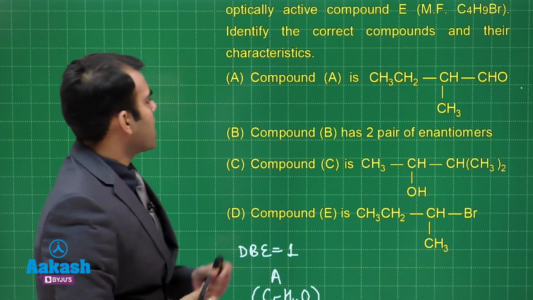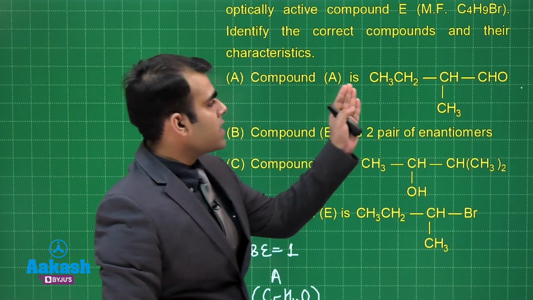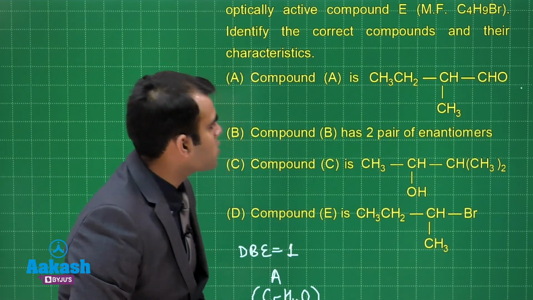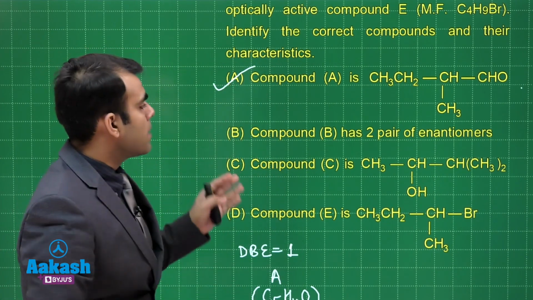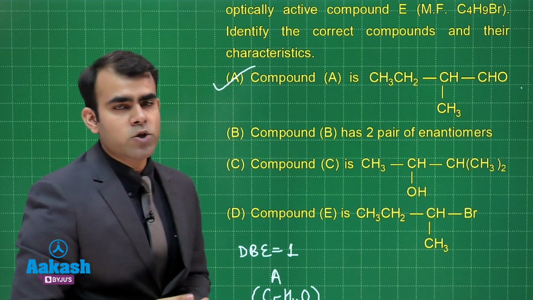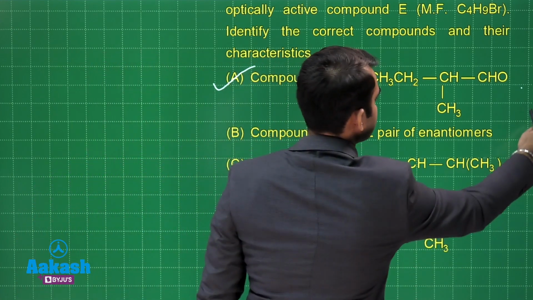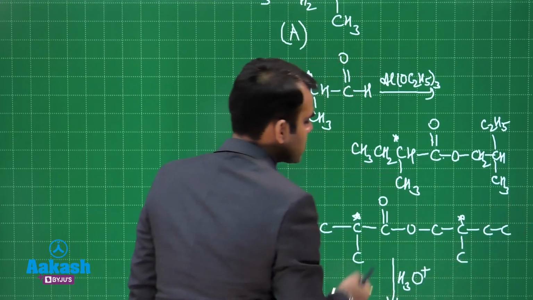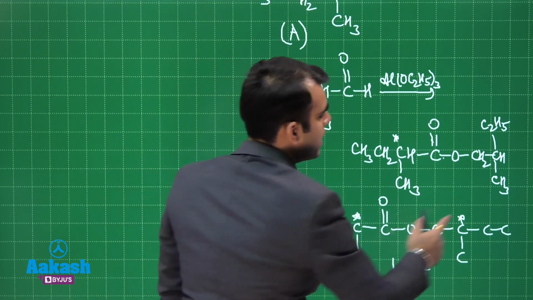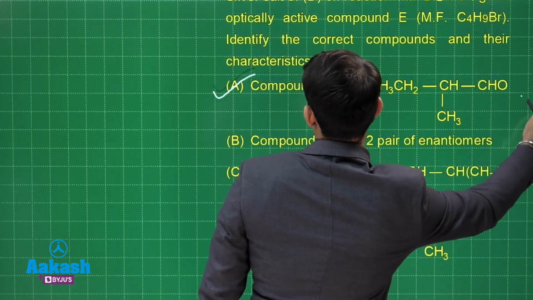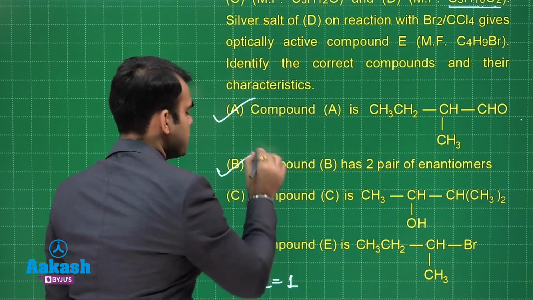So the first option is compound A is CH3CH2CH(CH3)CHO. Is this statement correct? Yes, this is a correct statement. Compound B has 2 pairs of enantiomers. So you can see compound B is the ester compound, and in the ester we have these 2 chiral centers, and as symmetry is missing here, we get 2 pairs of enantiomers in this compound.